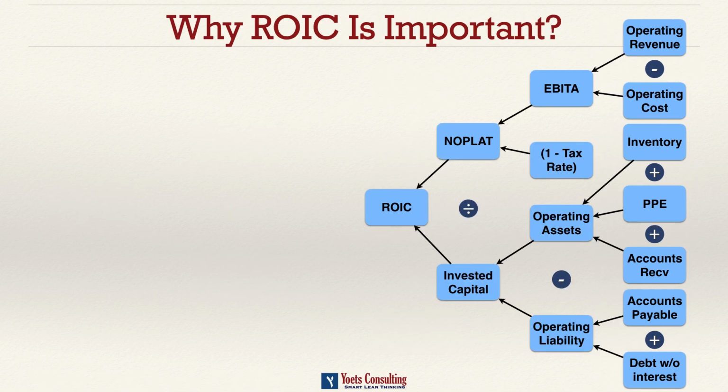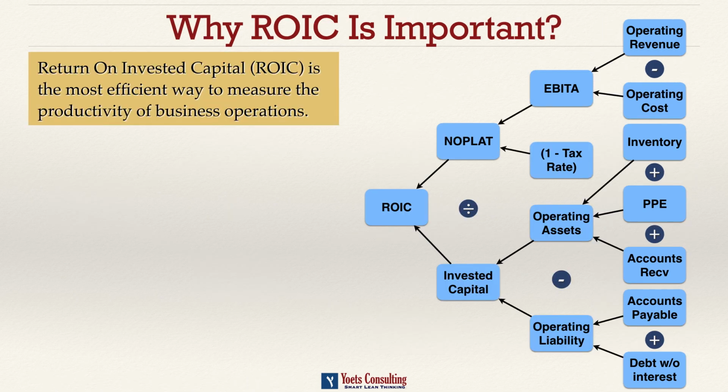Now, why is ROIC important? First of all, ROIC is the most efficient way to measure the productivity of business operations. The most efficient way. This is the number that you want to improve. Any other number which you might seem to improve, but it turns out that it makes no impact on the ROIC or reduces the ROIC in any way, is not really a good thing to do, and therefore you must improve ROIC.